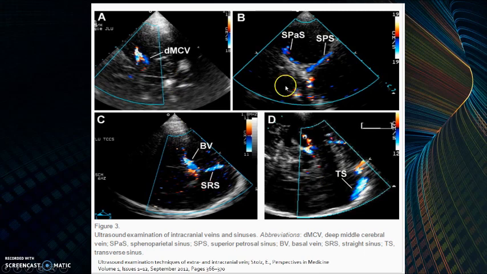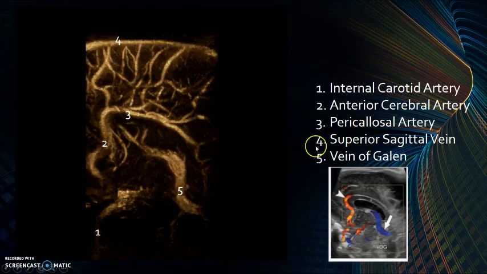Again, we don't normally scan this. I just wanted to show you so you can see that you can scan these vessels. This is a midline sagittal view on an infant with B-flow. This is sagittal through the anterior fontanelle.